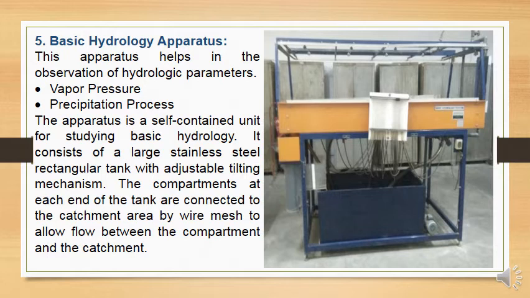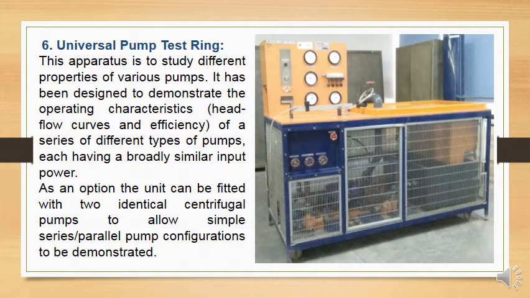So this is going to be called hydrology. This hydrological process that happens with the waters within the atmosphere is dealt with using this particular apparatus. This apparatus is a self-contained unit for studying basic hydrology, and it consists of a large stainless steel rectangular tank with adjustable tilting mechanism. The compartments at each end of the tank are connected to the catchment area by a wire mesh to allow flow between the compartments and the catchment.